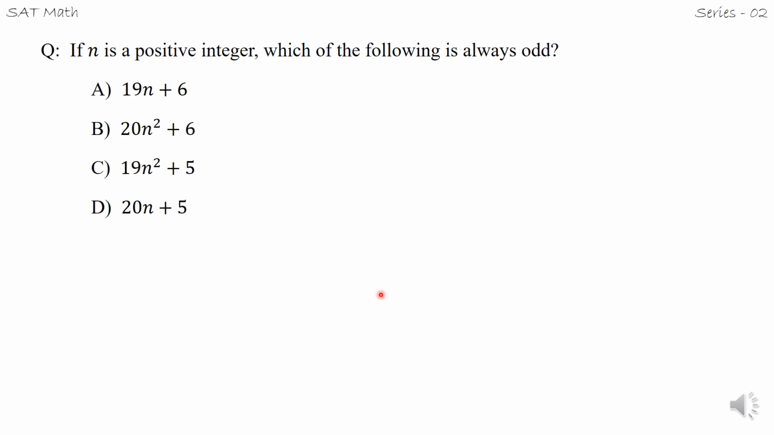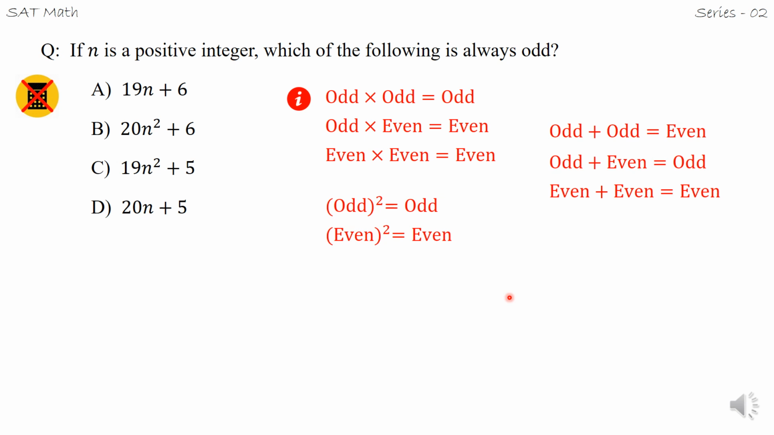In this question, if n is a positive integer, which of the following is always odd? Four options are given, so we need to find out which is always odd. We need to keep this information in mind while solving. Let us take the first option. If n is even, then 19n is even and 19n plus 6 is even. So this option cannot be possible.